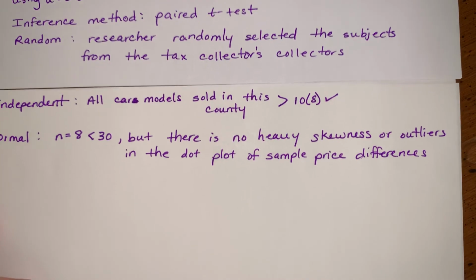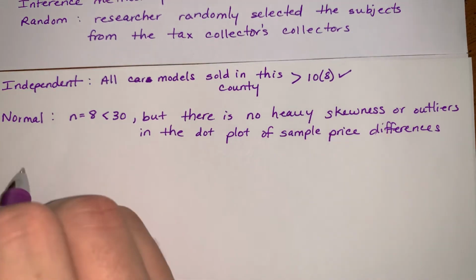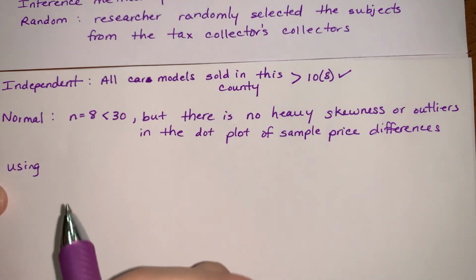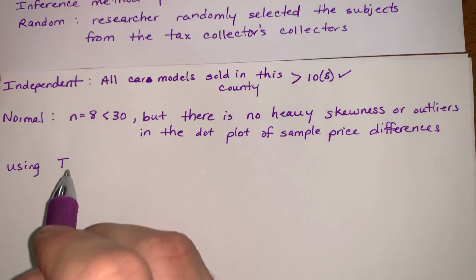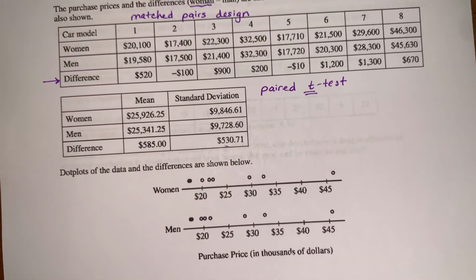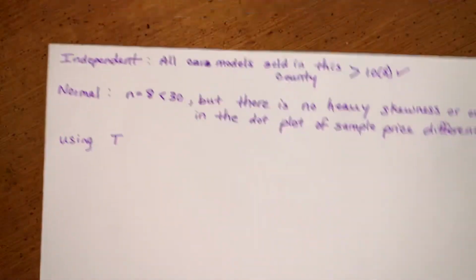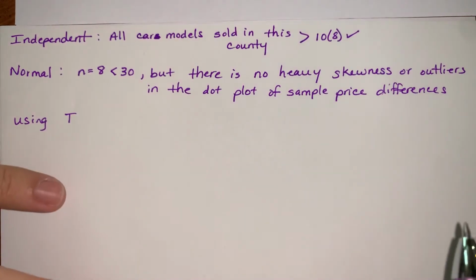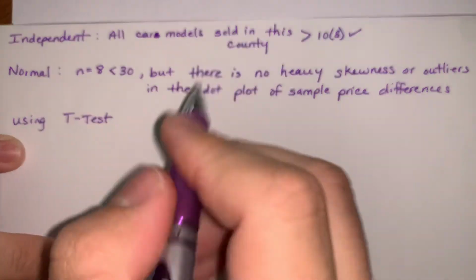All right, so that wasn't too bad for the conditions. Then finally, we're going to go ahead and do our do. And again, whenever you're doing a paired t-test, we're really only looking at one list of values here. We're not comparing the two. So we're not doing a two sample t-test here. We are just going to be doing the same calculations as if this was a one population. So using t-test from the calculator.